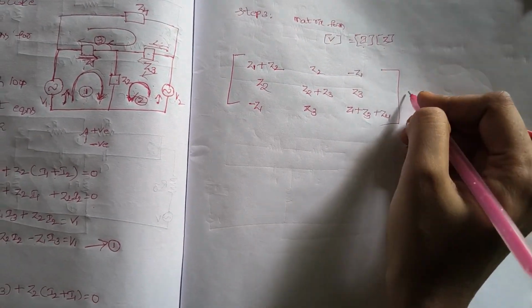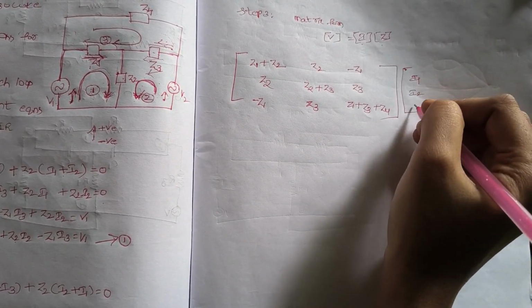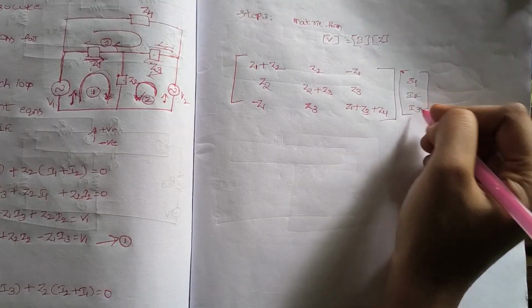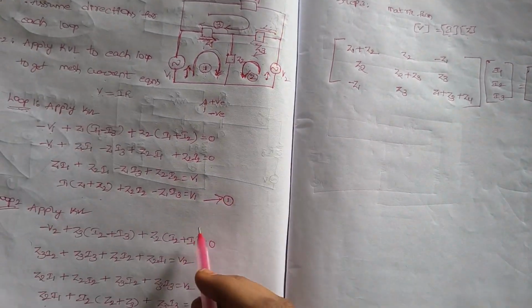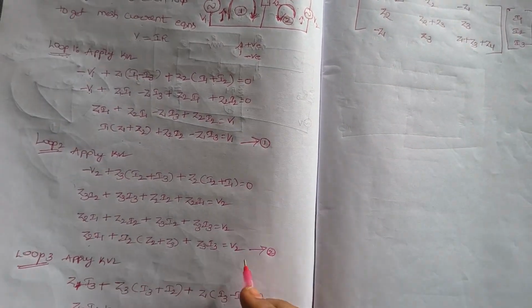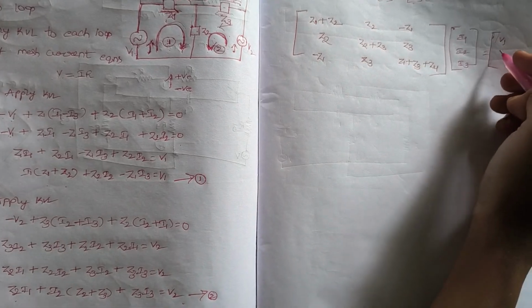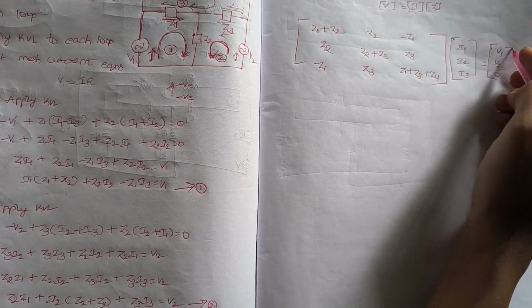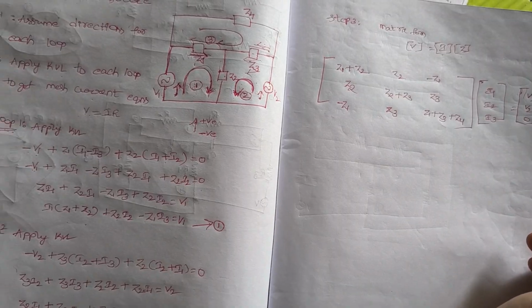So here the currents are I1, I2, I3. The voltages are: for equation 1 V1, equation 2 V2, and equation 3 is 0. So V1, V2, 0. This is the matrix equation with no current sources.